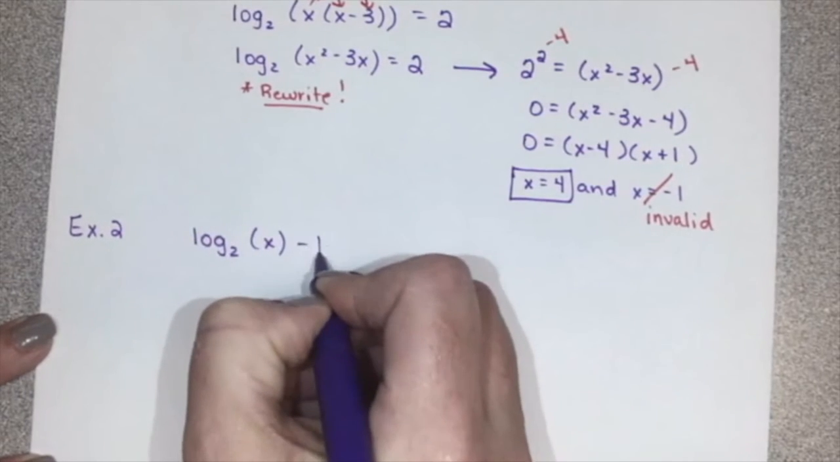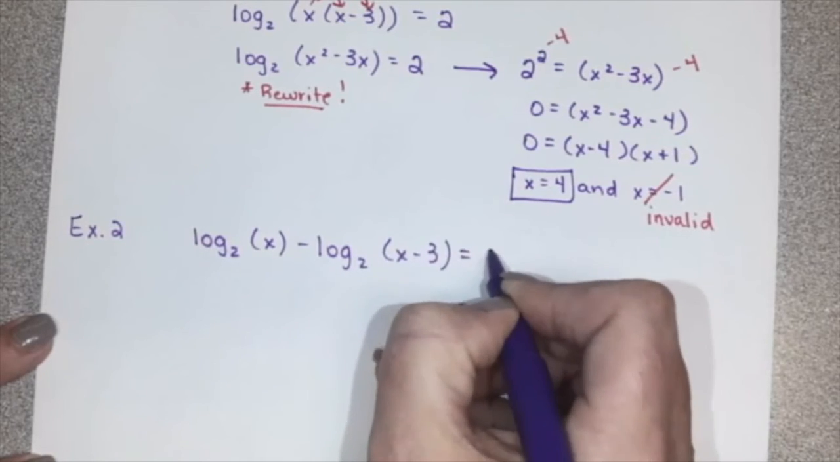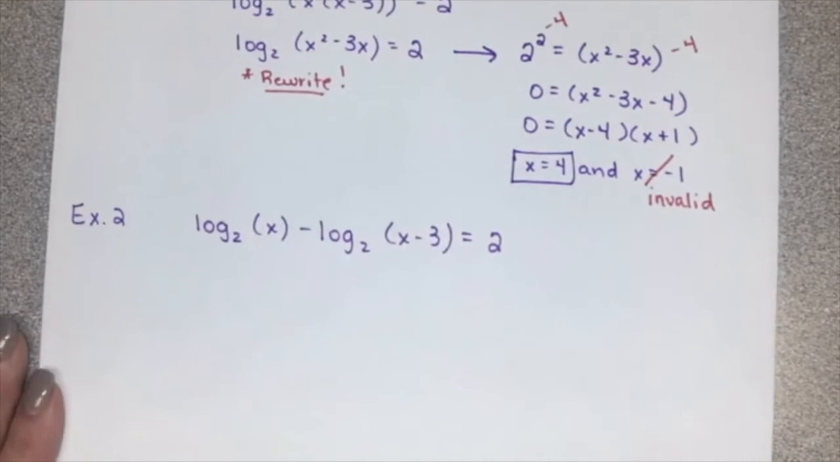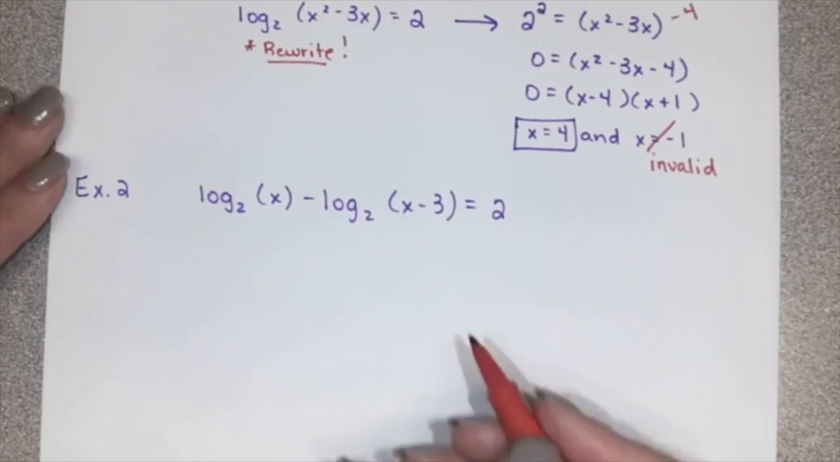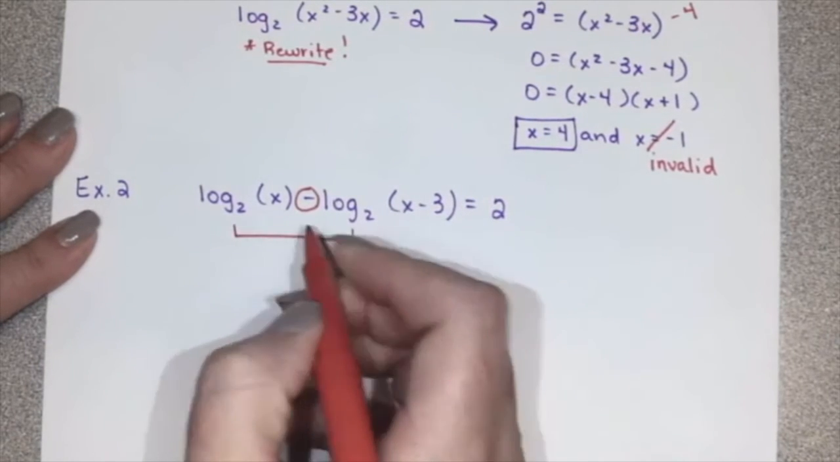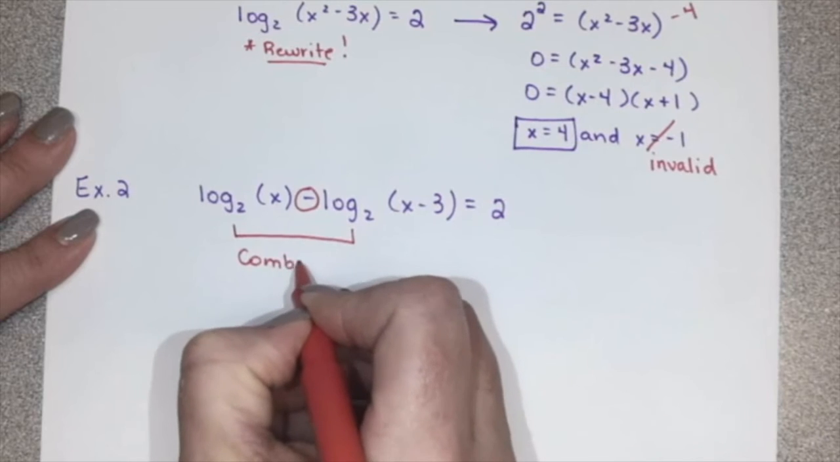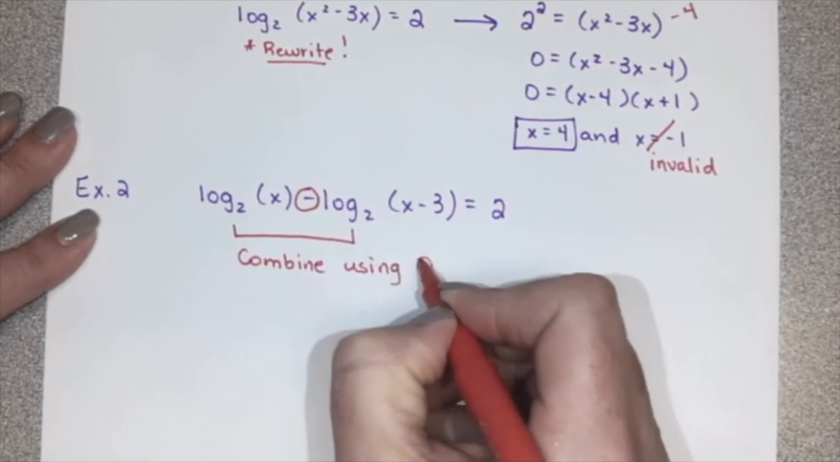So let's look at the same exact problem, but notice, what did I change? So it's the same exact thing everywhere except for what? I changed the plus sign to a minus sign. So I actually need to use which rule instead of product? Quotient.